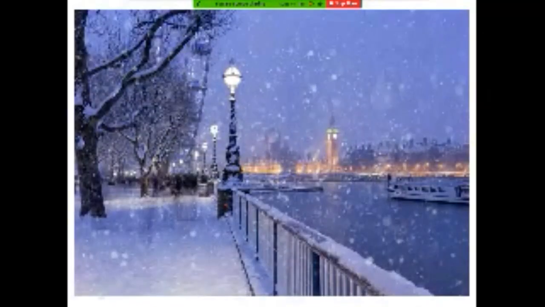So the precipitation may be in the form of snowfall. If you observe this picture, this is totally the snowfall, which we can't see in our Telangana region, but we can see a little snowfall in the northern part, that is Jammu and Kashmir, Himachal Pradesh, Punjab, Delhi.